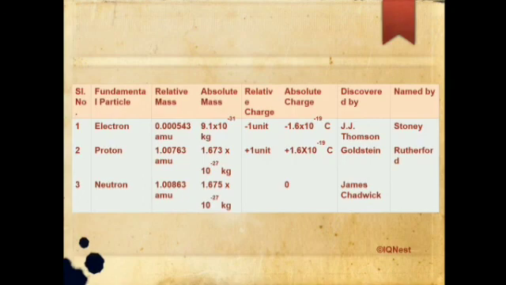In the case of proton, the relative mass is 1.00763 AMU and the absolute mass is 1.673 into 10 raised to minus 23 kg, the relative charge is plus 1 unit, and the absolute charge is plus 1.6 into 10 raised to minus 19 coulomb. It was discovered by Goldstein and named by Rutherford. The last one is neutron. The relative mass is 1.00863 AMU, the absolute mass is 1.675 into 10 raised to minus 27 kg, there is no relative charge, and the absolute charge is 0. The neutron was discovered by James Chadwick.